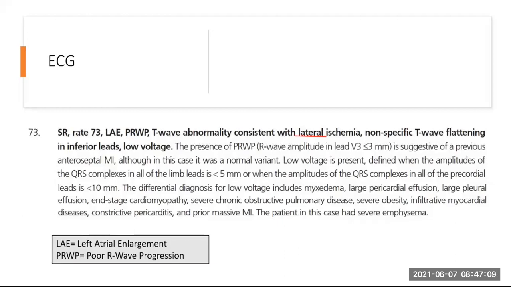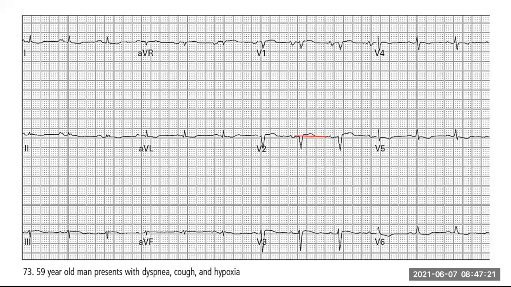The patient in this case had severe emphysema, all right? So does the severe emphysema explain what we were seeing in the patient? Dyspnea, cough, and hypoxia. It does, doesn't it? This was a patient with severe emphysema, COPD, who presented with an acute exacerbation. It's not a primary cardiac disease.